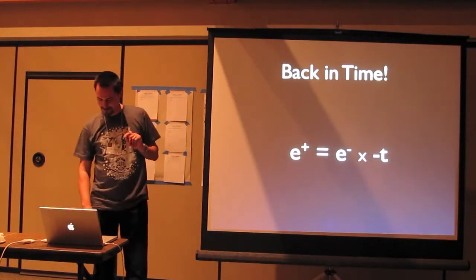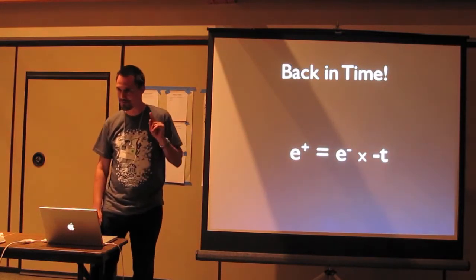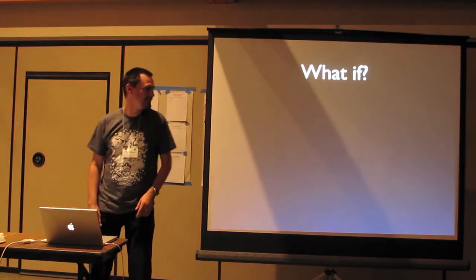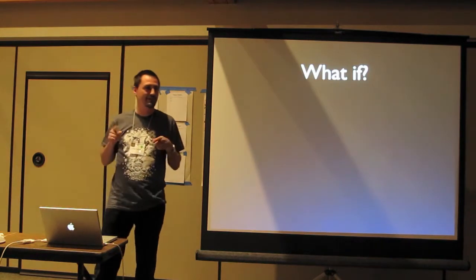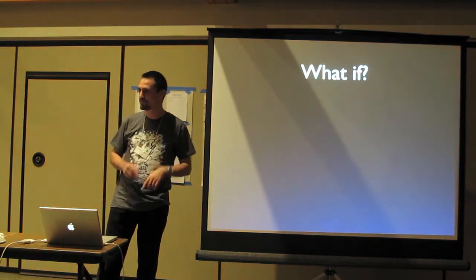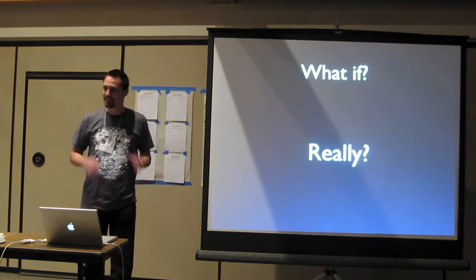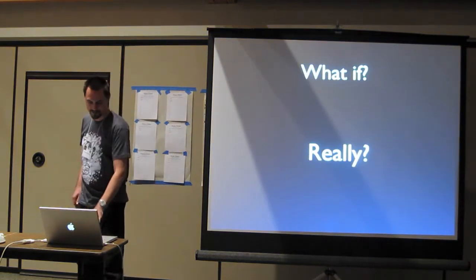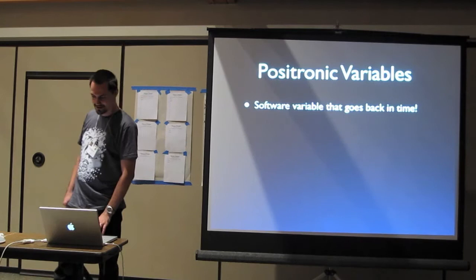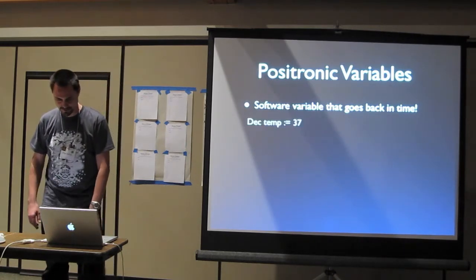So, what is a positronic brain? If you make your variables out of positrons instead of making them out of electrons, you can really have variables that go back in time. So, how can you make a variable that goes back in time?